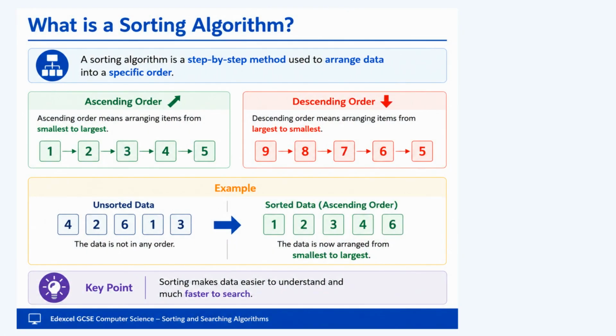A sorting algorithm is a step-by-step method used to arrange data into order. Ascending order means arranging values from smallest to largest. Descending order means arranging values from largest to smallest. For example, the unsorted list 4, 2, 6, 1, 3 can be sorted into 1, 2, 3, 4, 6. Sorting algorithms are used by computers to organize data efficiently.